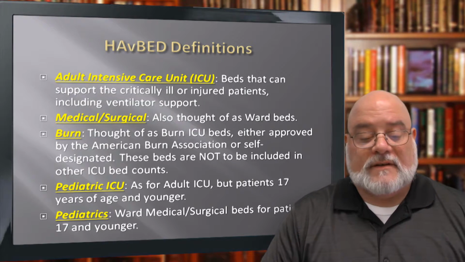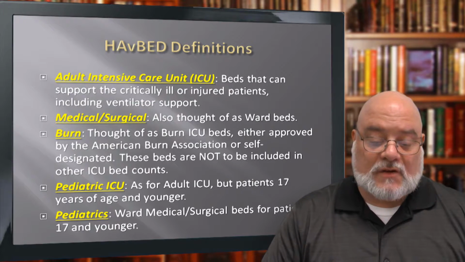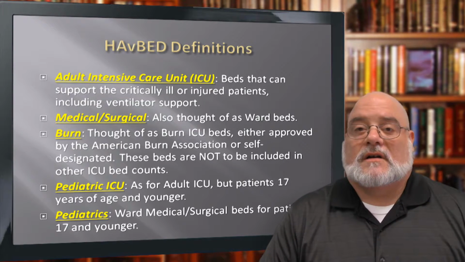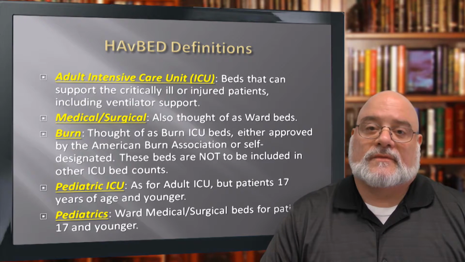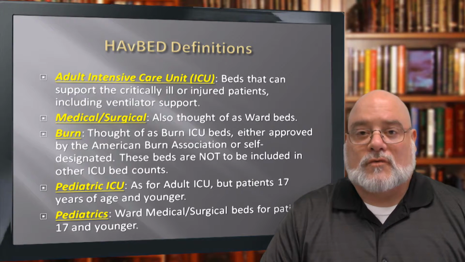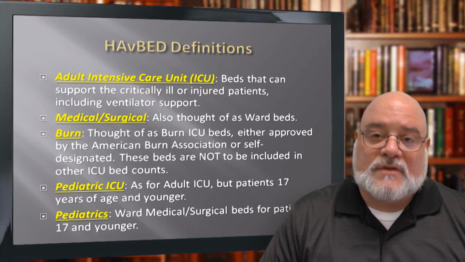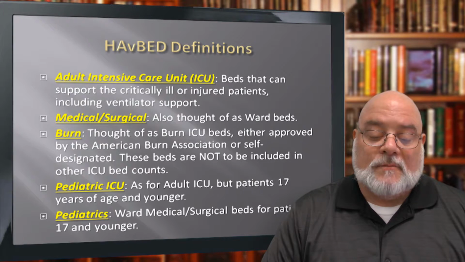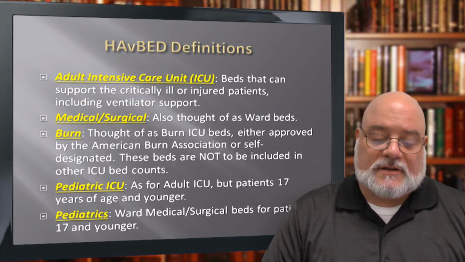Again, more HAVBED definitions. Adult intensive care unit. Beds that can support the critically ill or injured patients, including ventilatory support. So many of our critical access hospitals in the Nor-Cal region do not have traditional ventilators for critical patients. Many times they just have transport ventilators because they don't have the resources to care for these patients, so they rapidly transport it out. Medical surge beds, these were once thought of as ward beds, old terminology.